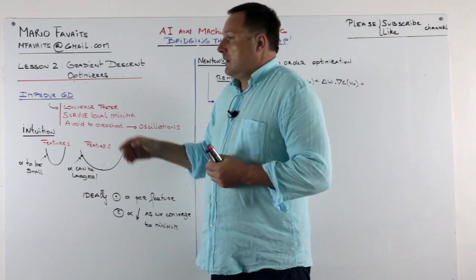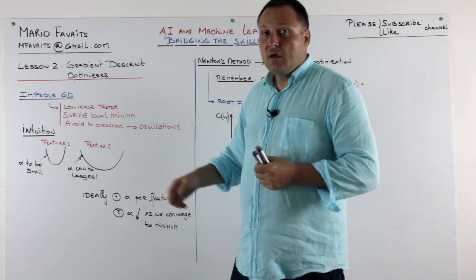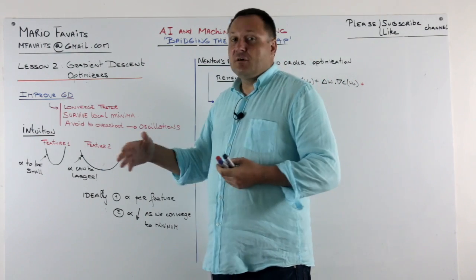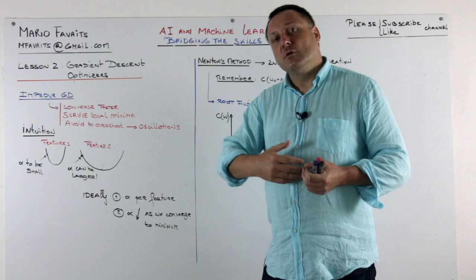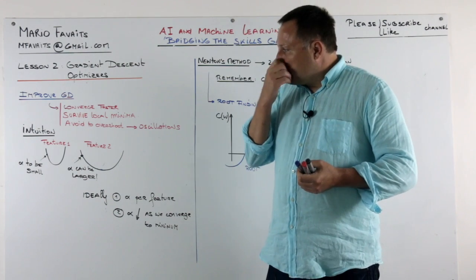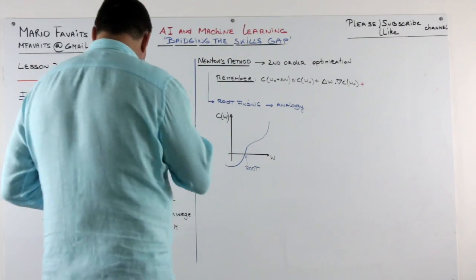It means we allow it to converge faster. We survive local minima. Yeah? And we avoid overshooting, because once you overshoot, you have to come back. Yeah? So let us first take a look at some intuition here.